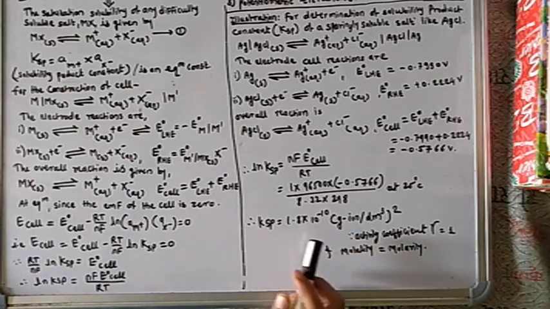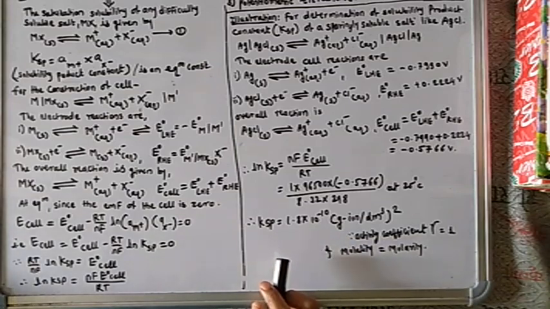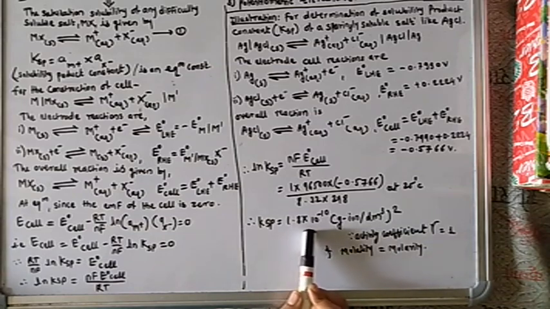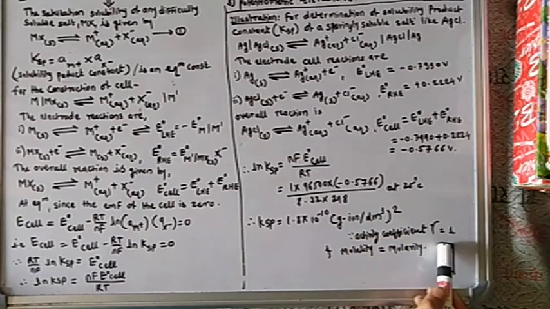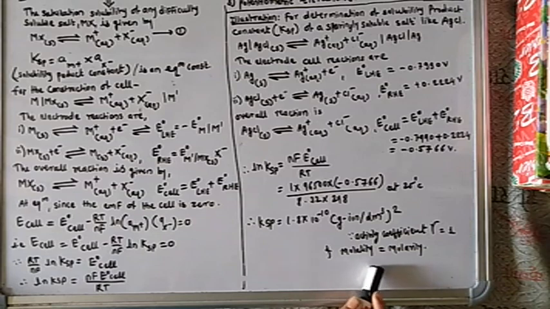In this determination, it is assumed that the saturated solution of AgCl is very dilute, its value being 1.8 into 10 raised to minus 10. So this solution is very dilute, so the activity coefficient gamma equals 1 and the molality equals the molarity. This is the first application of EMF: determining the solubility product of a sparingly soluble salt.